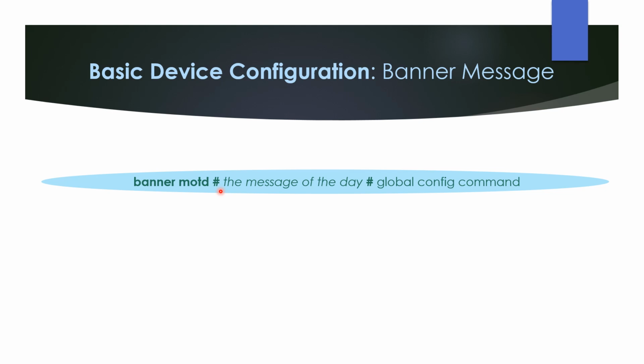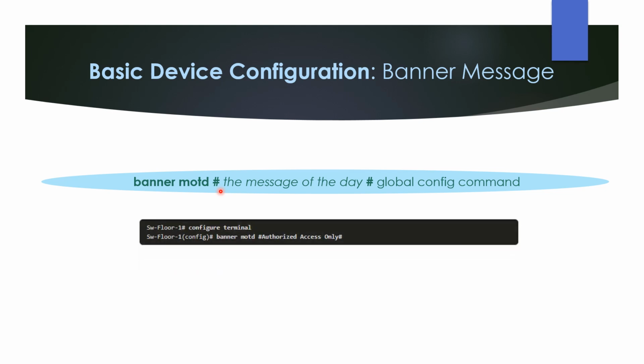You can see here that we are still configuring the switch at the first floor, and you have to be in global configuration mode to configure the banner. To configure that, you just enter banner, followed by MOTD, message of the day, a space, and between the two hashtags there will be the message of the day.